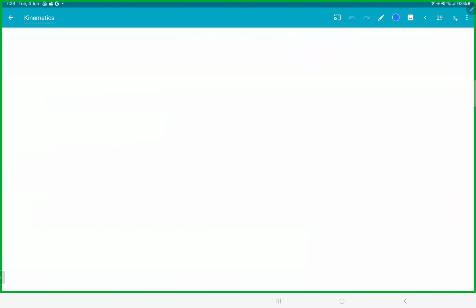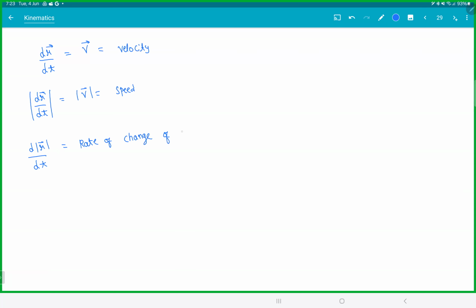Now let's try to see the meaning of each one. dr by dt is v bar, which is velocity. The modulus of dr by dt is the magnitude of v. This is speed. d mod r by dt, this is something else. This is the rate of change of length of the vector. This is not velocity. This is not speed. What is mod r bar? The length of the vector, isn't it? Rate of change of length of the vector.